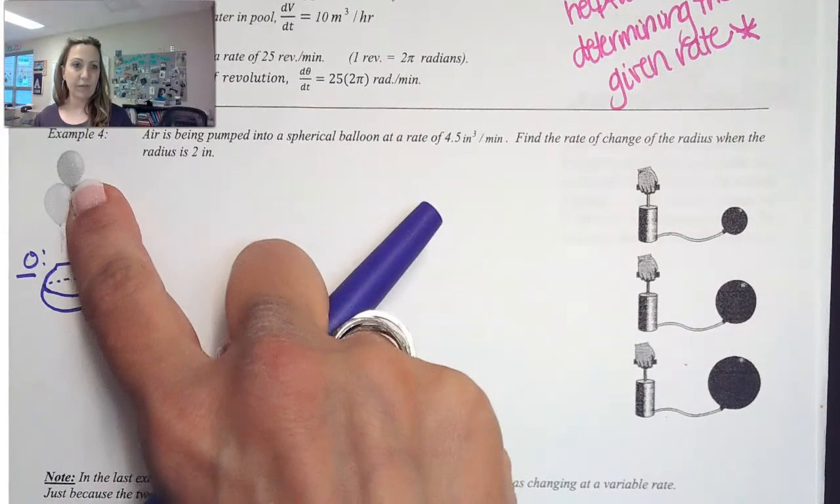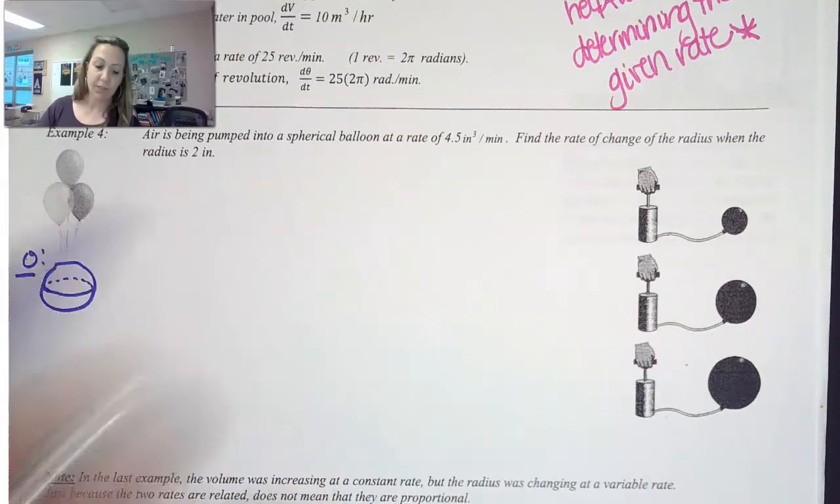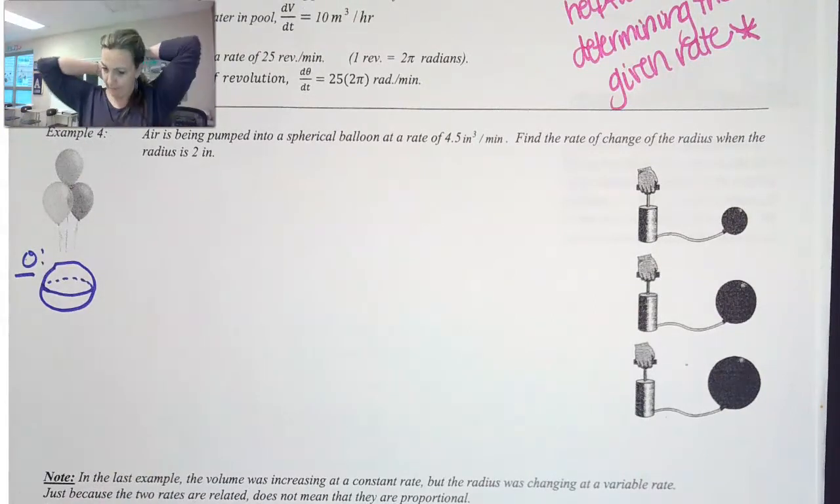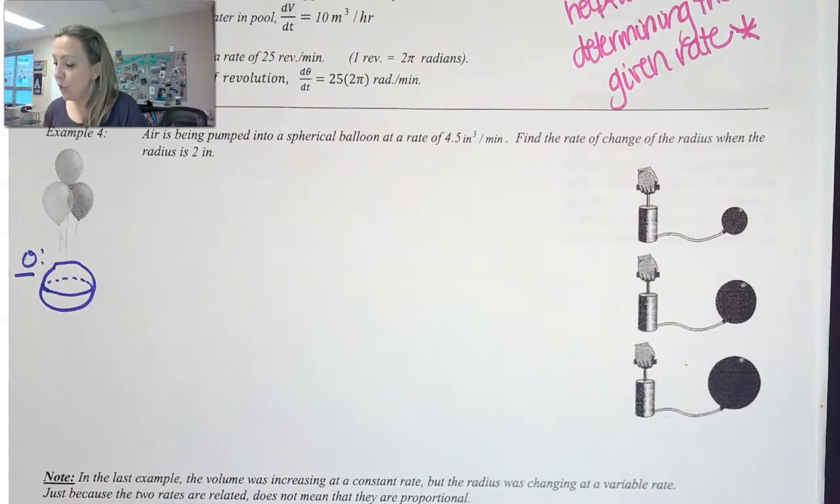Unlike these, see, these aren't really spheres. Spheres like a perfect globe. Anyway, so that's step 0.